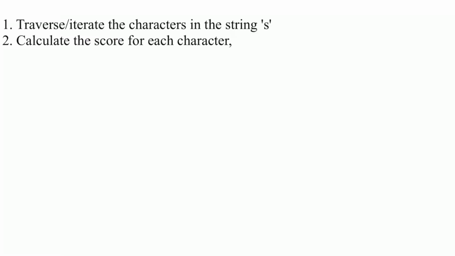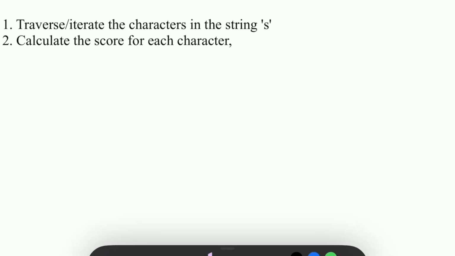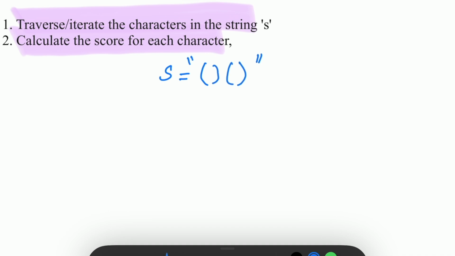Let's focus on how to write the algorithm for this. The purpose is, while traversing the string, calculate the score simultaneously. So there are two actions to be done. Traverse or iterate the characters in the string. The next one is to calculate the score for each character. Definitely, the first character in S is going to be an open parenthesis, since S has only balanced parentheses. For example, if S contains, based on rule 2, then the score would become 4.